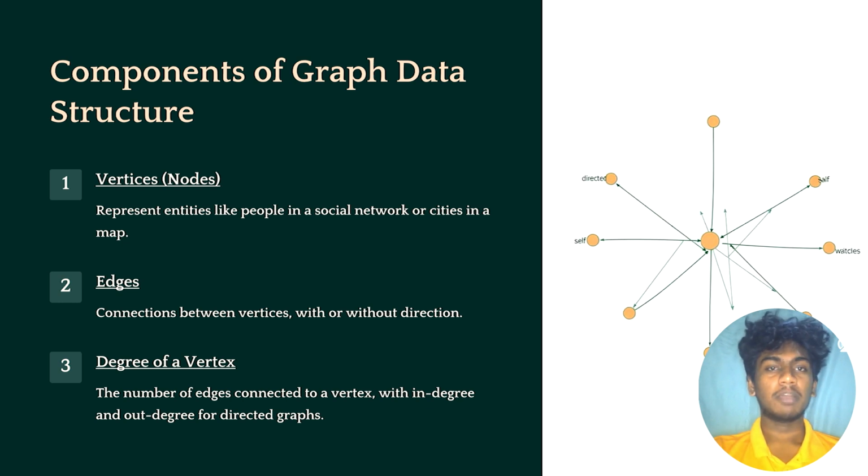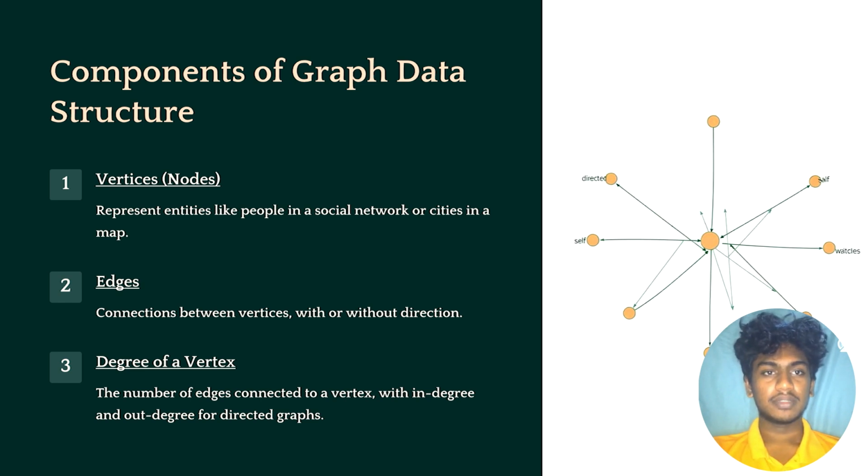Let's break down the components of a graph. Vertices, or the nodes. These are the fundamental units of a graph, representing entities like people in a social network or cities in a map. Edges. These are the connections between vertices. In a directed graph, edges have direction, while in an undirected graph they don't.